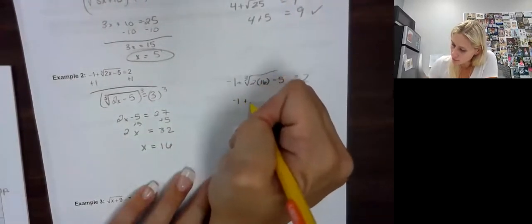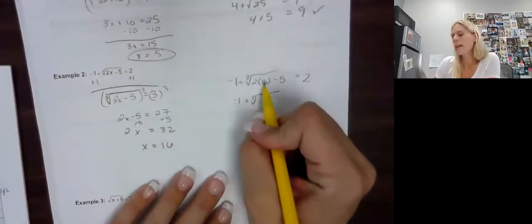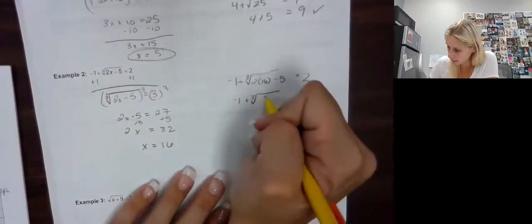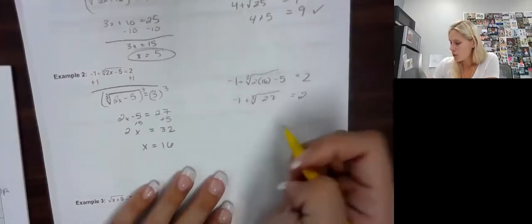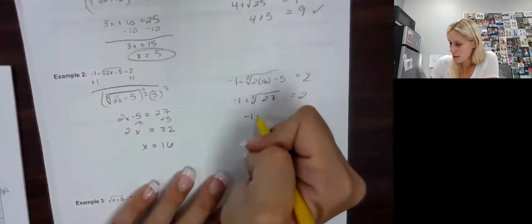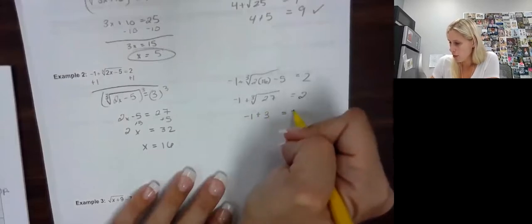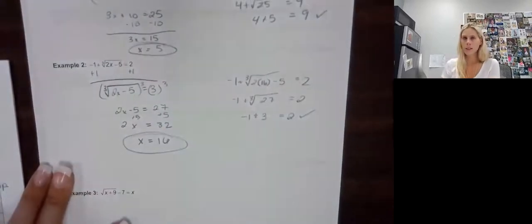-1 plus the cube root. Let's see, 2 times 16 is 32. 32 minus 5 is 27. If you need a calculator, do it. The cube root of 27 is 3. And what do you know? -1 plus 3 is 2. So 16 is our answer.